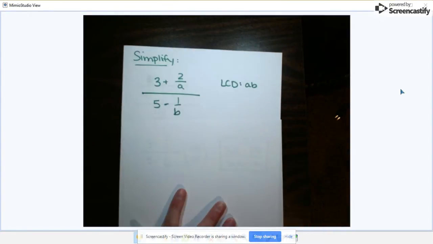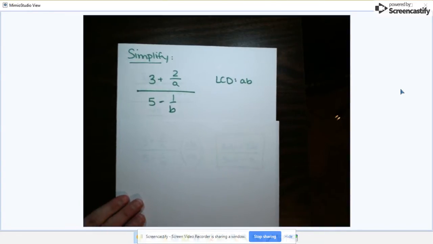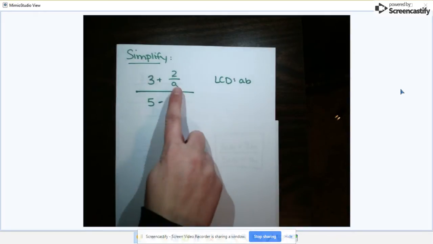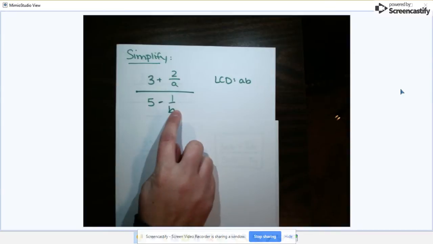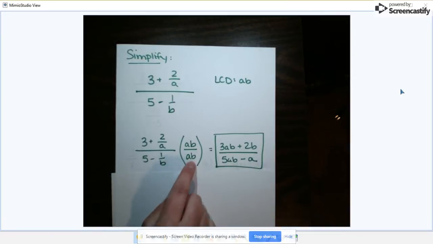So here we have 3 plus 2 over a, all over 5 minus 1 over b. Our least common denominator is made of all the pieces of our denominators. Here are the two fractions that we're worried about. So our least common denominator would be ab. We're going to multiply by ab over ab. Again, remember that your goal is to multiply by 1. That's why we have to do ab over ab.